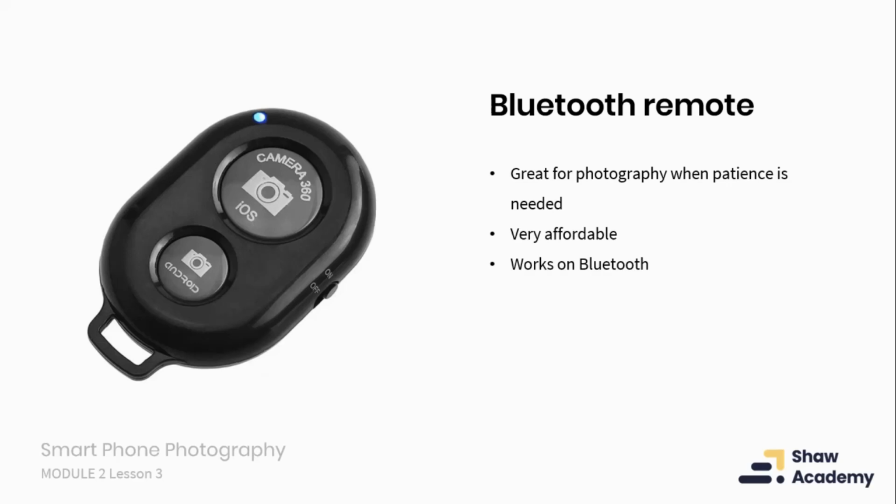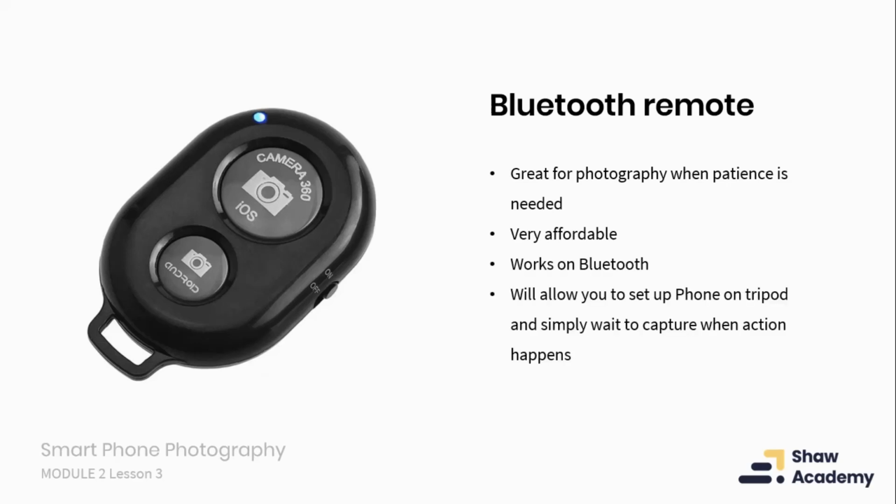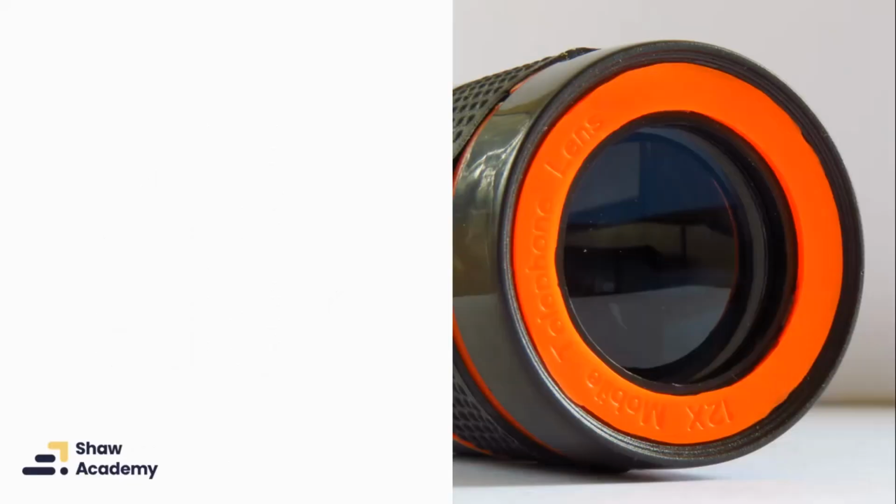It works on Bluetooth, unsurprisingly, and it'll allow you to set up your phone on a tripod. You can set it up in a location while you're waiting for the action to happen, while you're waiting to capture whatever animal it is you're trying to capture, and simply press the shutter when the action happens.